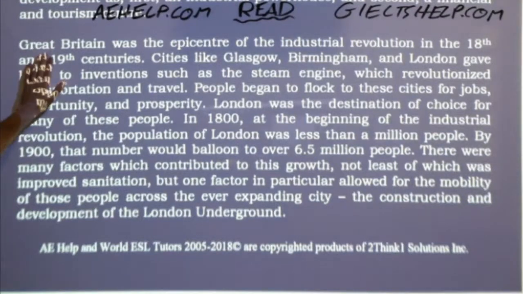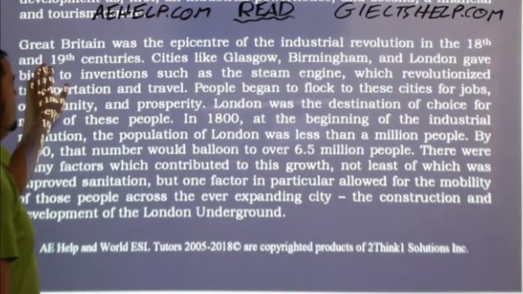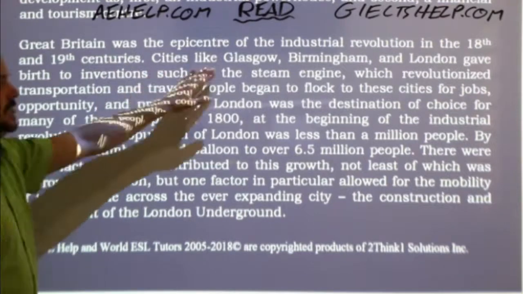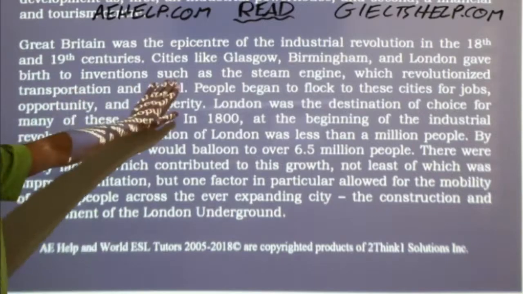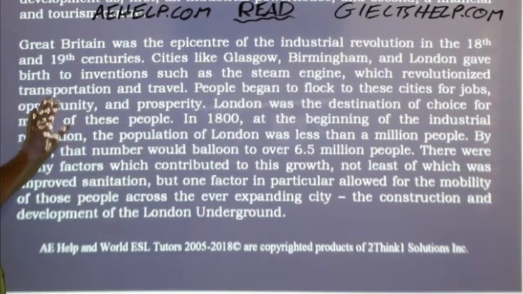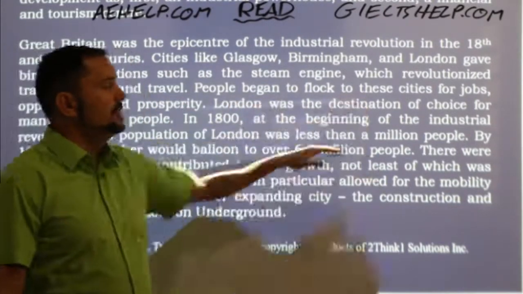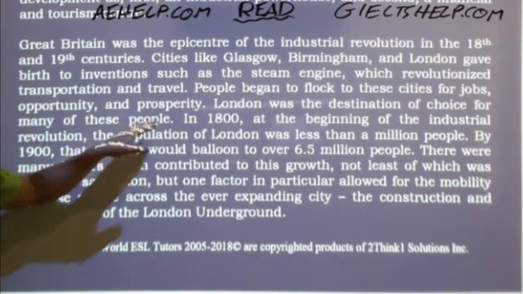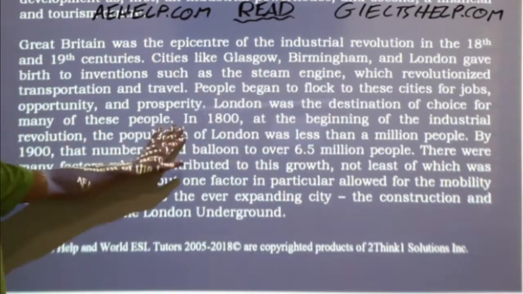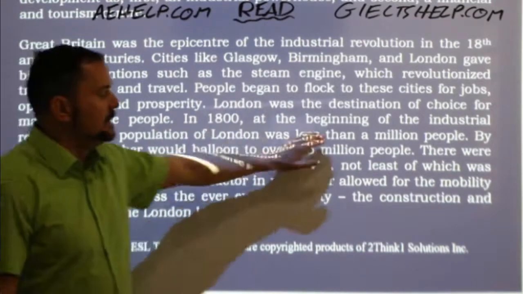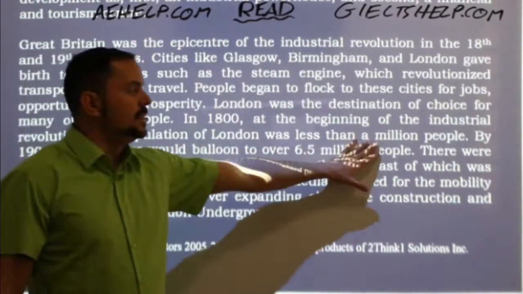Great Britain was the epicenter of the Industrial Revolution in the 18th and 19th centuries. Cities like Glasgow, Birmingham, and London gave birth to inventions such as the steam engine, which revolutionized transportation and travel. People began to flock to these cities for jobs, opportunity, and prosperity. London was the destination of choice for many of these people. In 1800, at the beginning of the Industrial Revolution, the population of London was less than 1 million people.